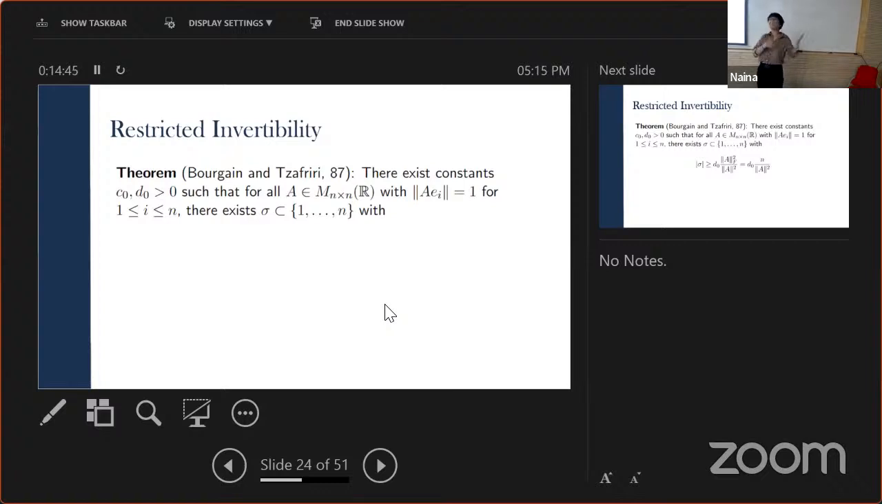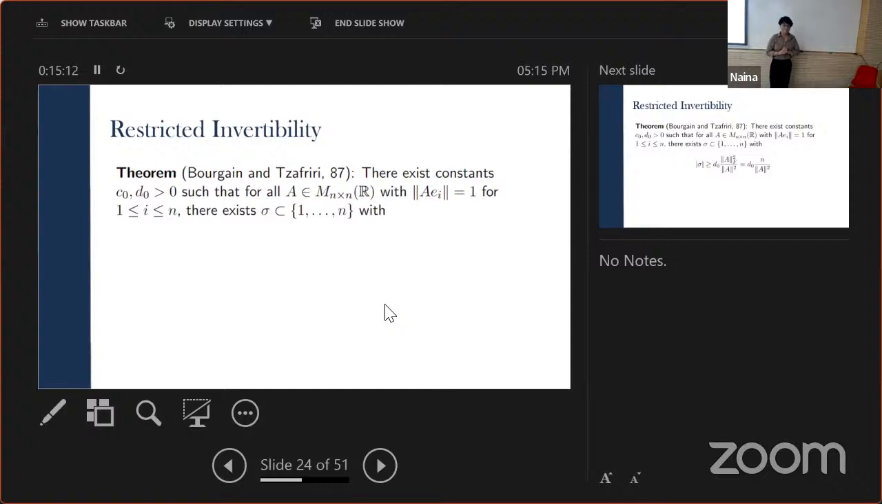So this question was asked by Bourgain and Tzafriri in 1987, and they said, okay, we want to find subspaces of a matrix that are well invertible. And how do we do that using the characterization of stable rank or numerical rank? And so they proved the following theorem. The reason they did this was for some question in functional analysis and geometry. I'll come to the history later. But what they proved is the following.